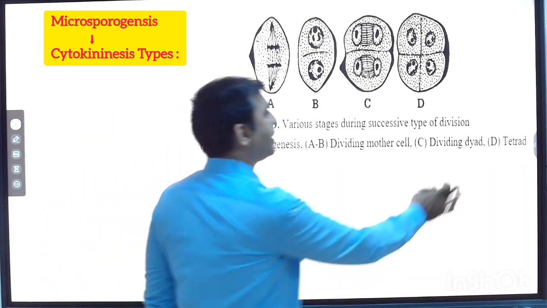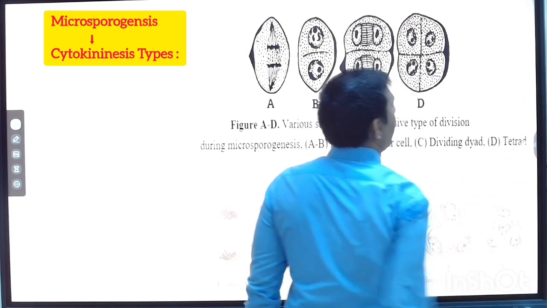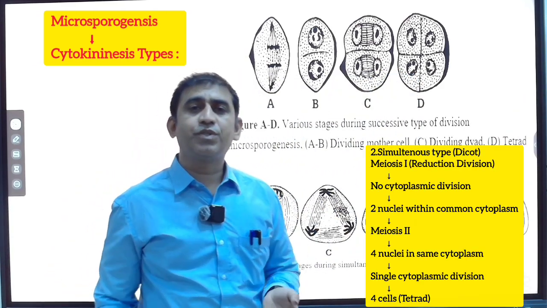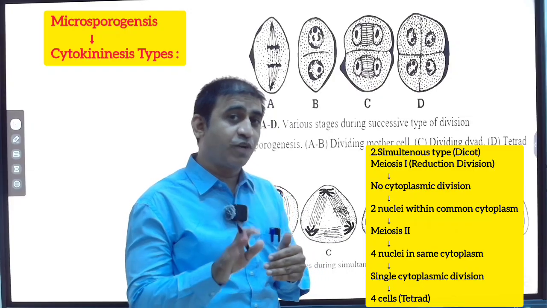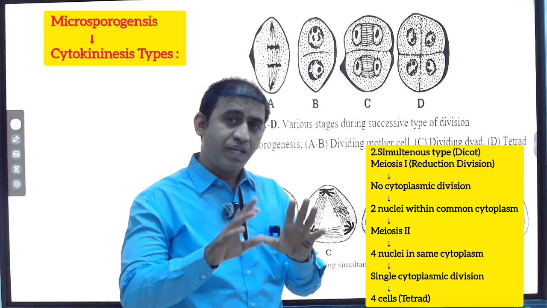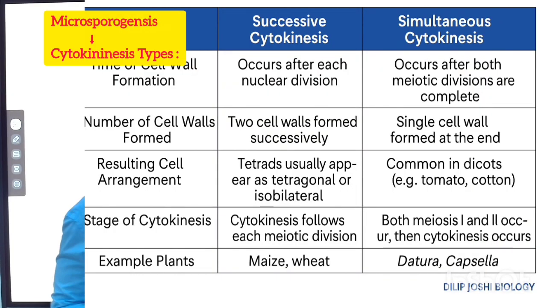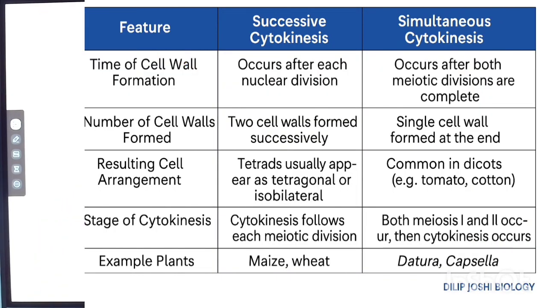The difference is that in the simultaneous division, the division of cytoplasm, that is cytokinesis, takes place once, at the end, and in the successive division the cytokinesis takes place at two different places.